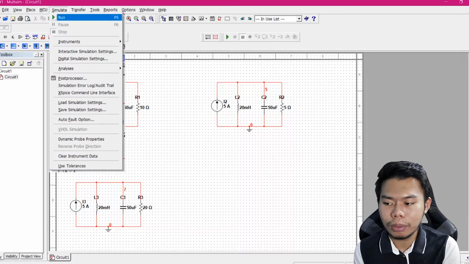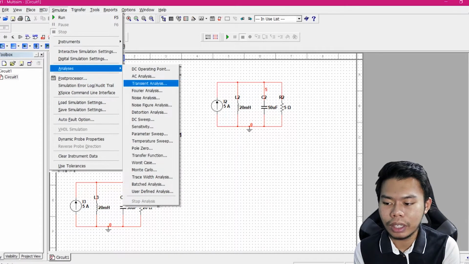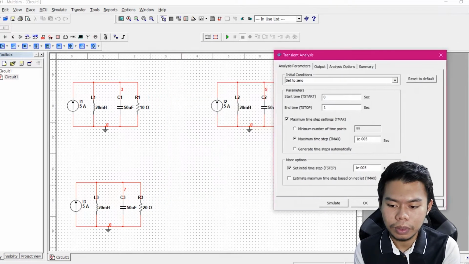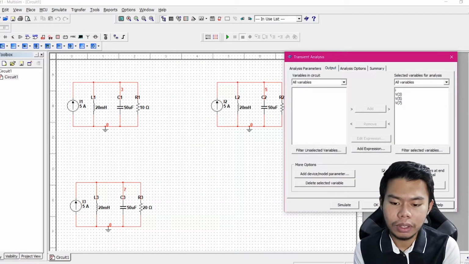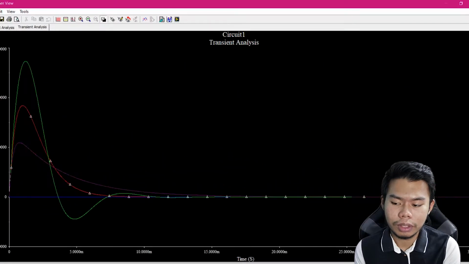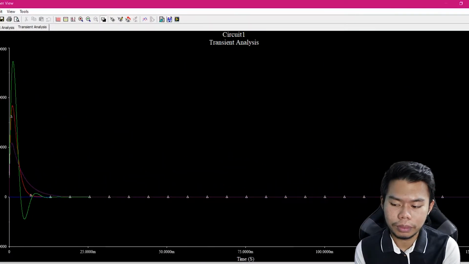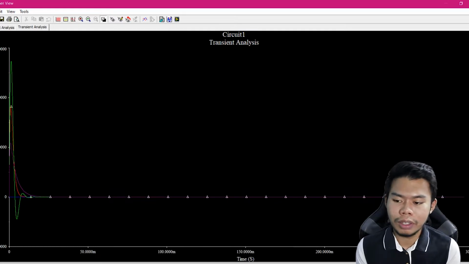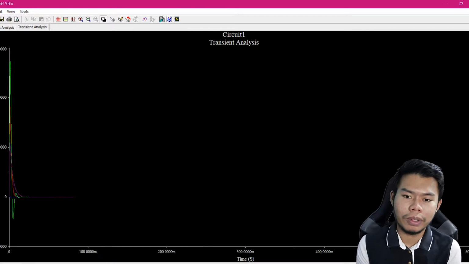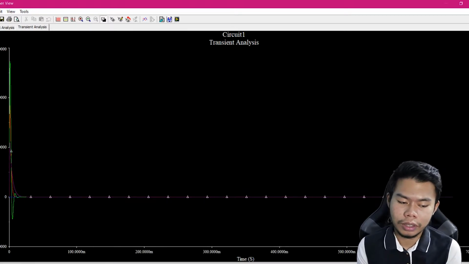To simulate the graph, we use analysis, transient analysis. For the output, we just add all the outputs that we want to find, which are V3, V5, V7 and current. So we just simulate it. The graph will stop at 1 second in the simulation, so we just wait a few seconds to get the static graph.